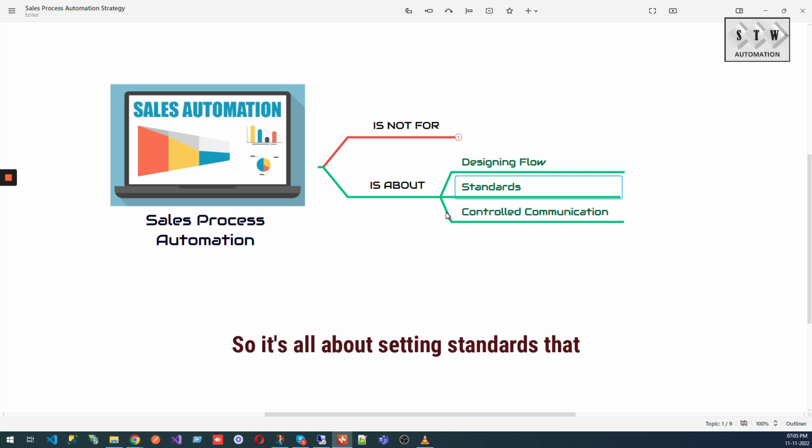So it's all about setting standards that this is when you will sell and this is when you will not sell. If customer doesn't fit in your model, just tell them that your product and services is not for them. They can check some other sources. So sales process automation is all about setting a standard like a brand.